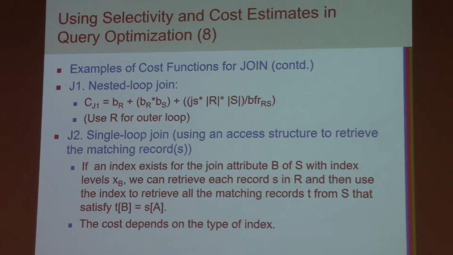Blocking factor. So this is the brute force, the nested loop join case. Question?